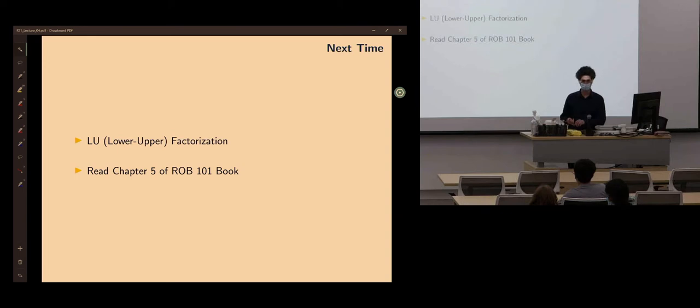So next time we'll talk about LU factorization. There's a trick. There's a second way of doing matrix multiplication. That's in chapter 4, but I'm going to talk about it next time. But you might have read that already. So next time we will talk about how to factorize a matrix into a lower and upper triangular matrix. And see you on Wednesday.